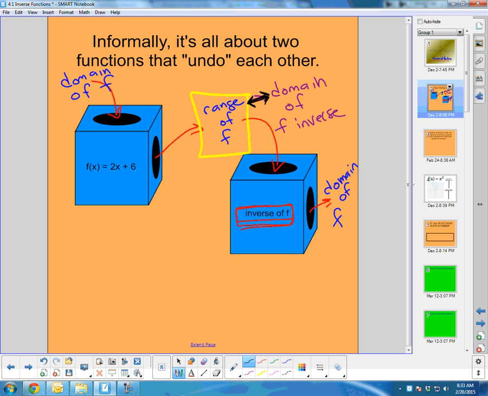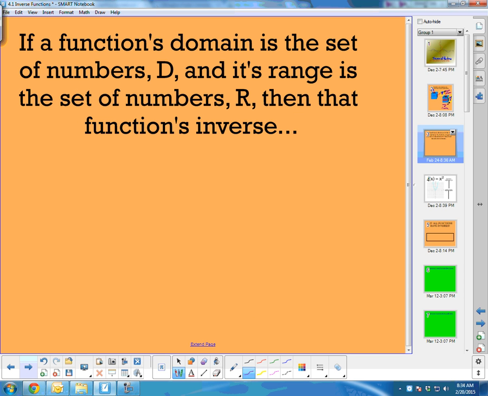Just like over here, if I take this set of numbers right here, they are simultaneously the domain of f, but since they are also the numbers that are the outputs of f inverse, they are the range of f inverse. And that's a very important statement there. And maybe we'll summarize that on the next slide here.